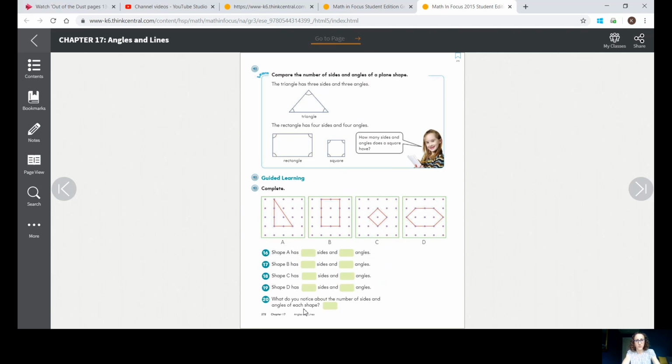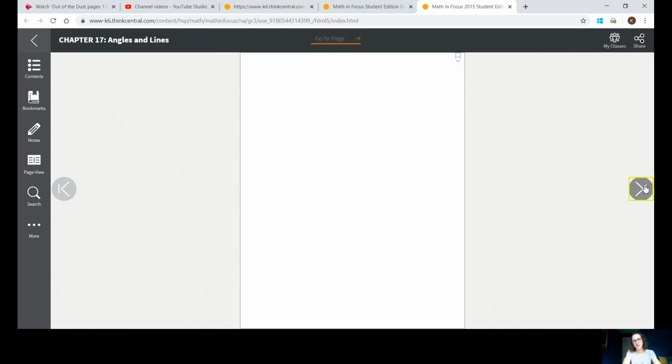Okay, here we go. So number 16, it says shape A has 3 sides and 3 angles. 17, shape B has 4 sides and 4 angles. Number 18, shape C has 4 sides and 4 angles. 19, shape D has 6 sides and 6 angles. So what do you notice about the number of sides and angles in each shape? Hopefully you noticed that it's the same number of sides and the same number of angles. They are the same.